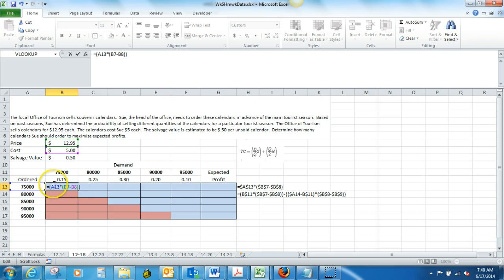So we definitely don't want it to move off of the A13, so we're going to put our insertion point anywhere in the middle of A13 and hit F4 one time. And we also do not want it to move off of the B7 or the B8.